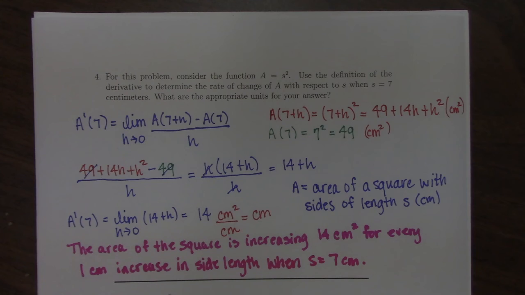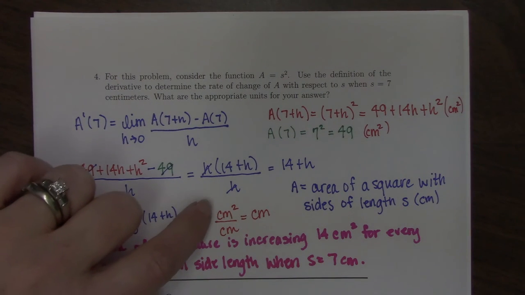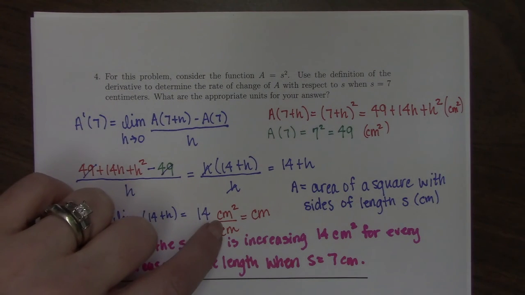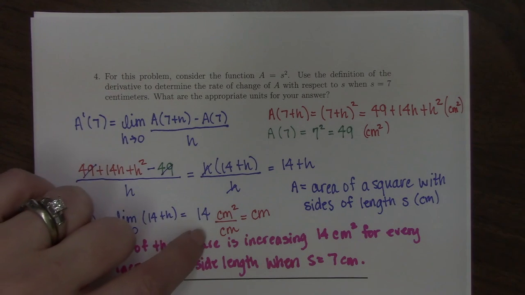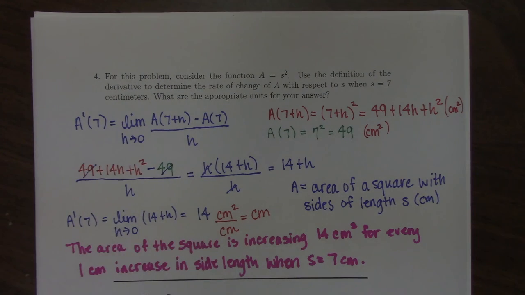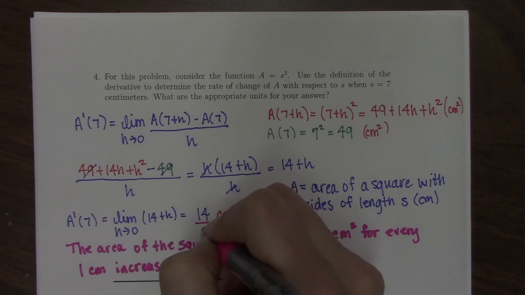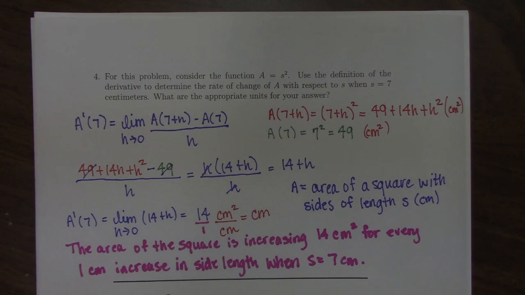So remember that this is a slope, and slope is change in y over change in x. So it's saying the area is increasing because it's positive 14 centimeters squared for every 1 centimeter increase in side length. Remember, any whole number can be written as 14 over 1. So your change in y was positive 14, your change in x was positive 1. And this is only true at this very specific moment in time because we actually calculated the rate of change when the sides were 7. If we picked a different value, we would actually get a different slope.